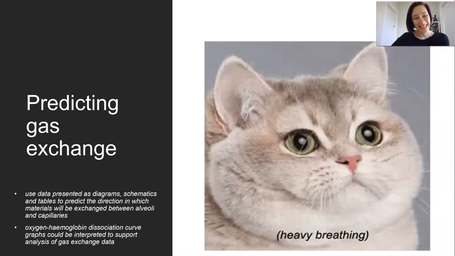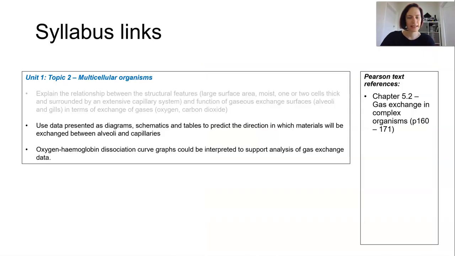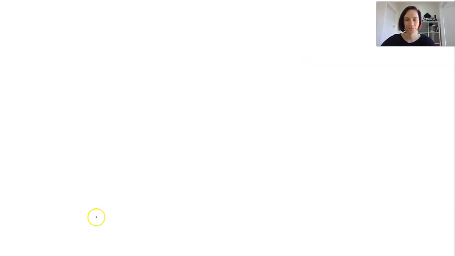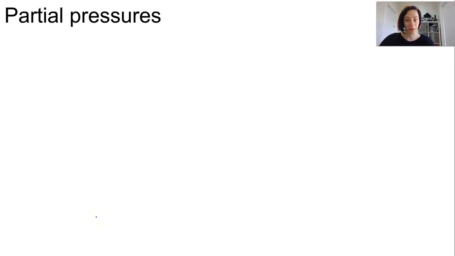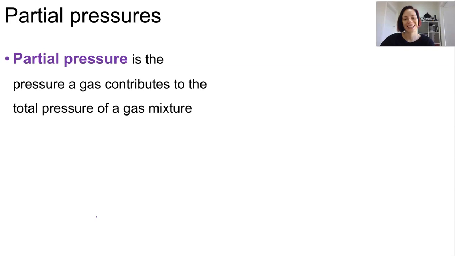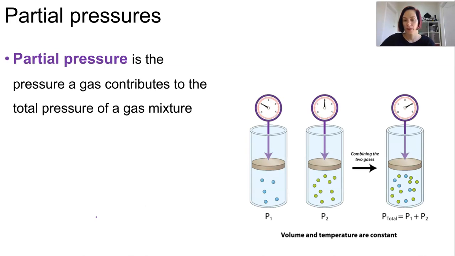In this lesson, we are predicting gas exchange. So this is an extension of our information about the respiratory system, and we're specifically using data this time. It's important to first understand what partial pressures are for this. The partial pressure of a gas is how much pressure a gas contributes to the total pressure of a gas mixture. So the partial pressure will influence the diffusion rate if we're talking about our respiratory system.